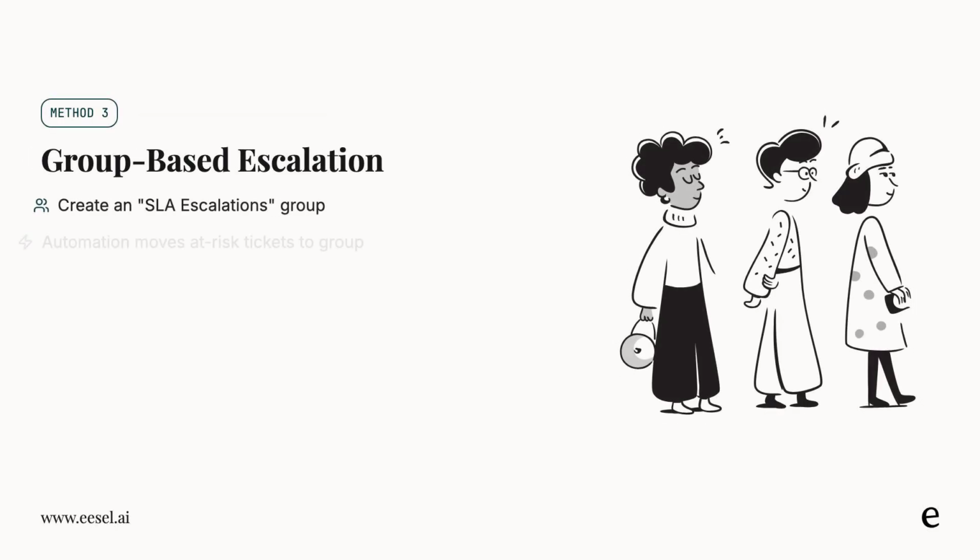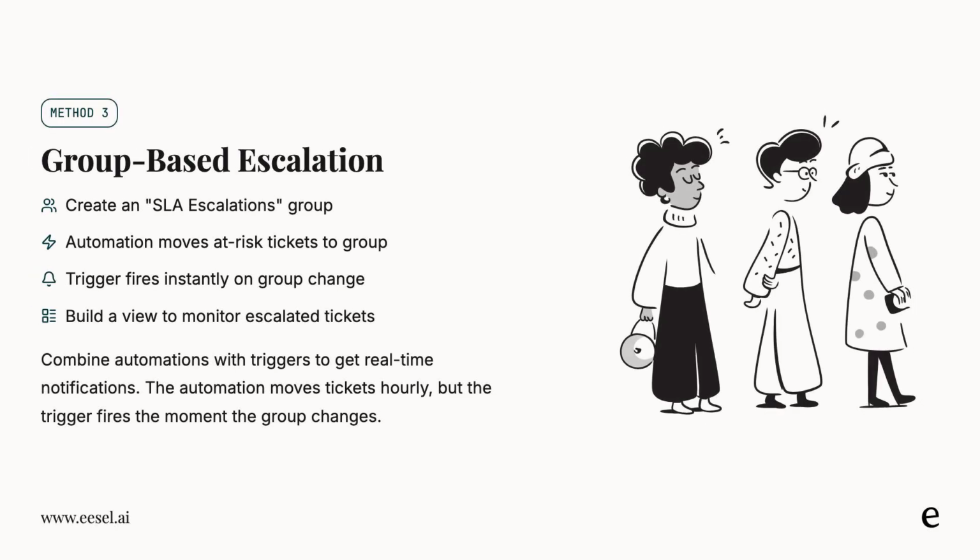Method 3 is the most powerful native approach. Create an SLA escalations group. Use an automation to move at-risk tickets into it, then add a trigger that fires instantly when the group changes. You get real-time notifications even though the time check is still hourly.